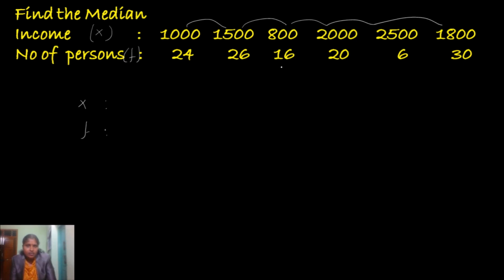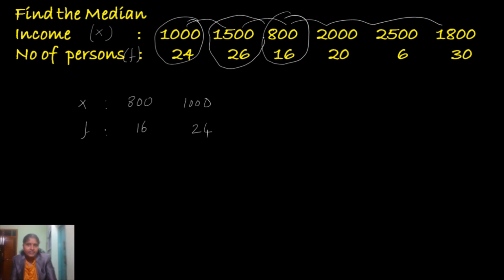Now I am going to arrange the given data in ascending order of magnitude. 800 is the least value here, so let's start with 800, and its corresponding frequency is 16. Whenever you arrange them in ascending order, you have to list the values of x along with the frequencies. Then we have the next least value, 1000, with corresponding frequency 24. Next we have 1500, with corresponding frequency 26.